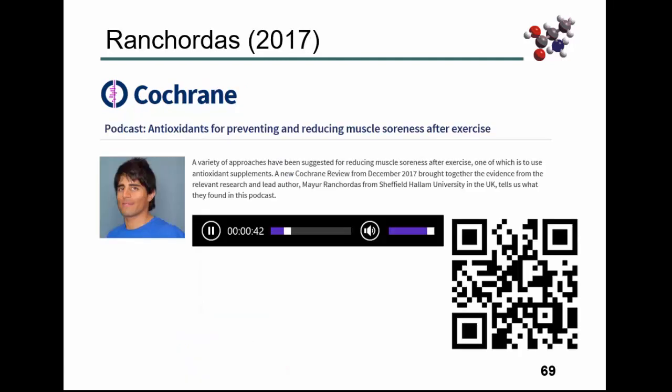Again, there's an example, antioxidants for preventing and reducing muscle soreness after exercise. There's an example with a video, a short podcast, I think the chap talking about it.